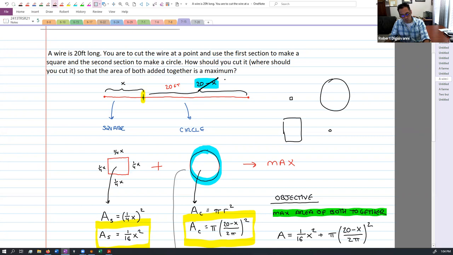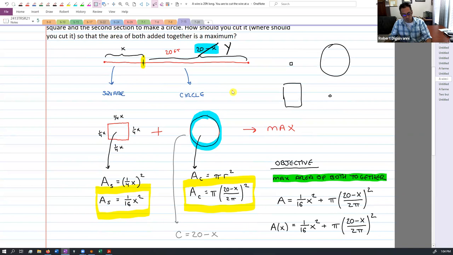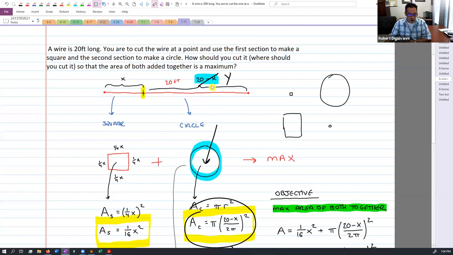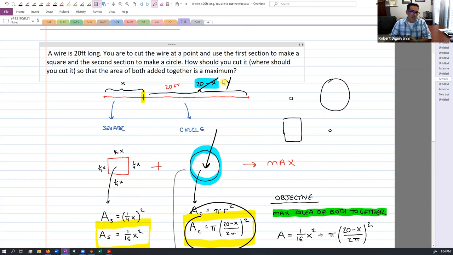Then we would have worked out the area of the circle, and this area function would have had Y's in it. Then you would have added them together. You would have had X's and Y's together. But then your constraint would have been that Y has to be 20 minus X. So you could have done this problem and still gotten a constraint in there. Just depends on the way you approach the problem.